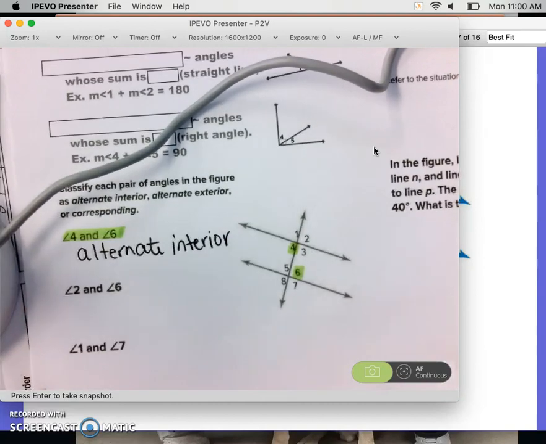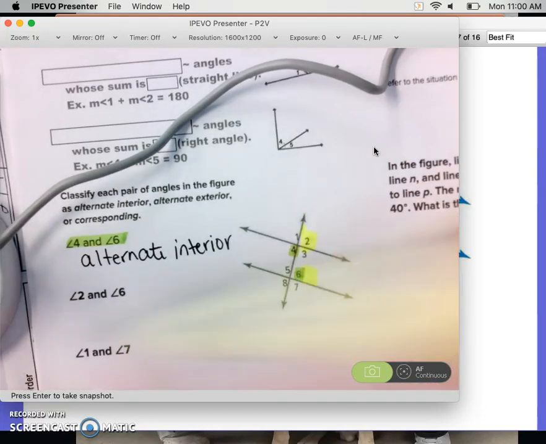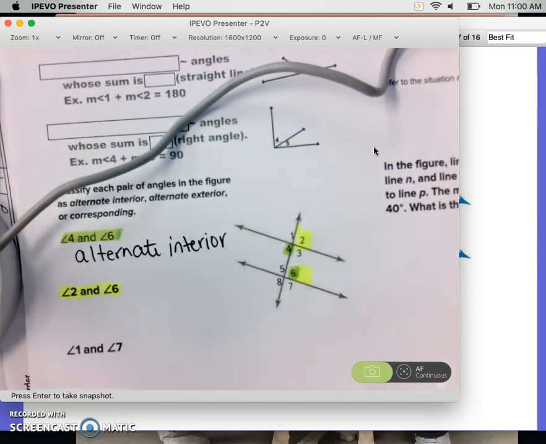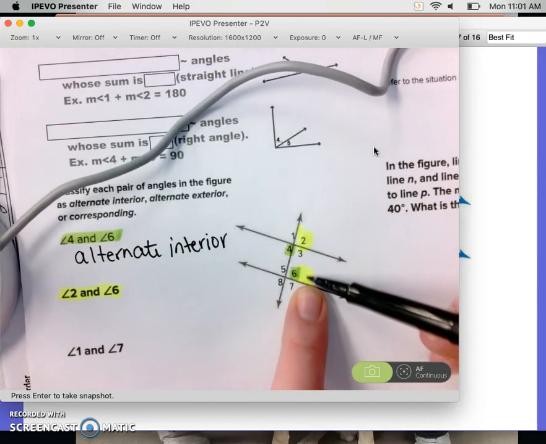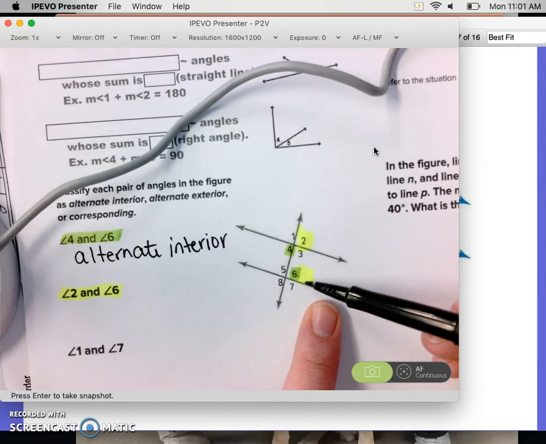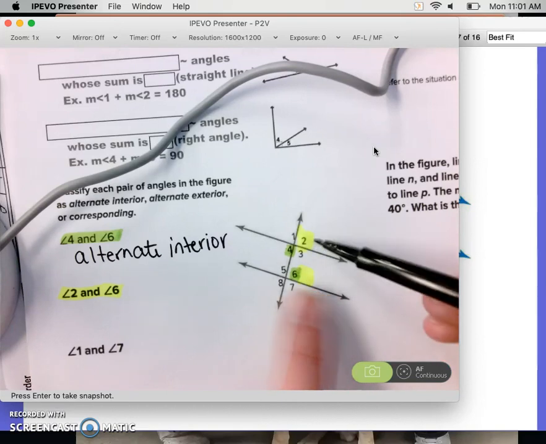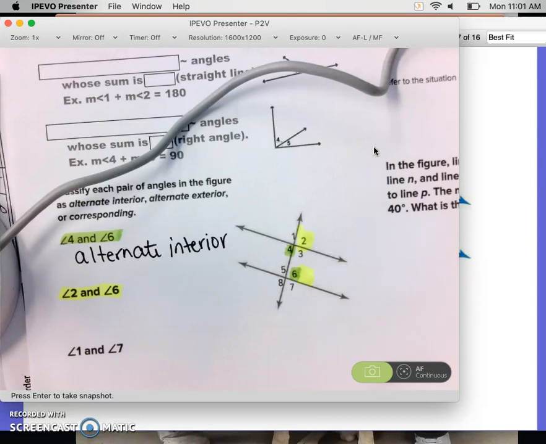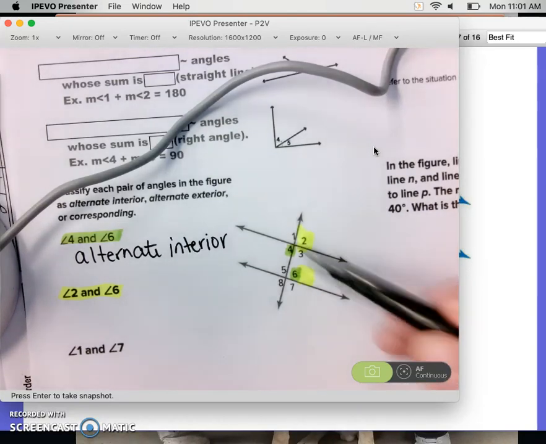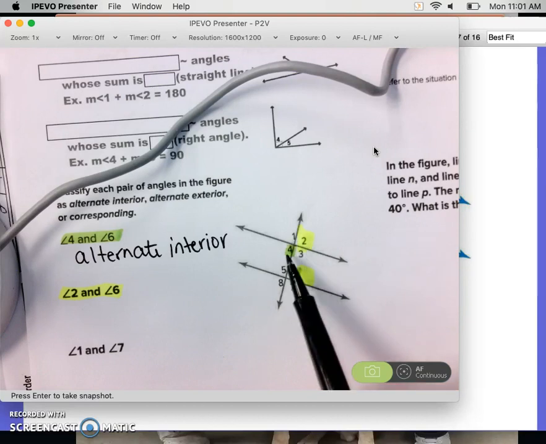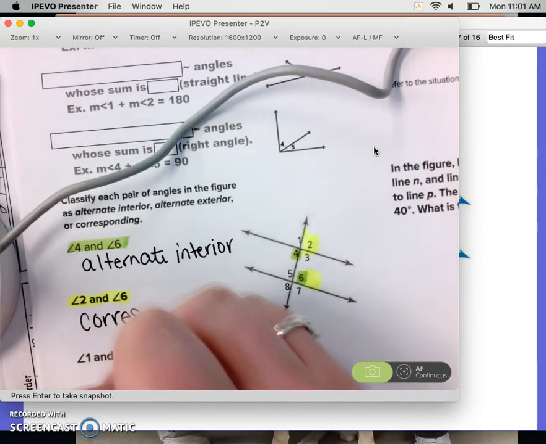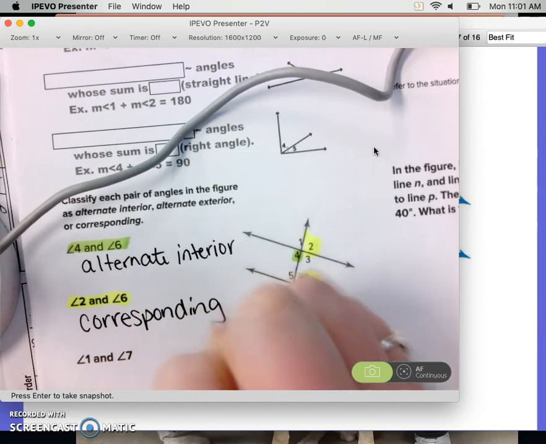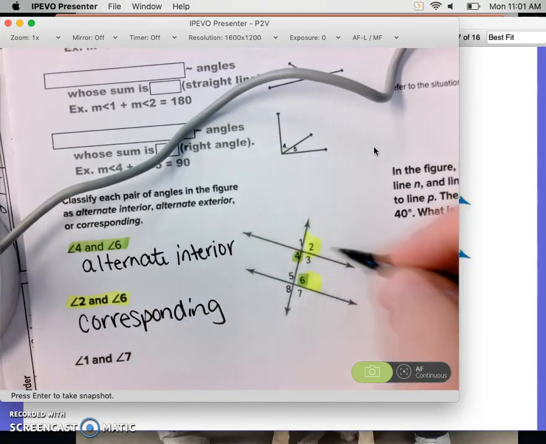Then 2 and 6. So we'll do 2 and then 6. Well, 2 is on the outside of my parallel lines. This one is on the inside. They're on the same side of the transversal, so they're not going to be opposite, right? They're both, if I had these 1, 2, 3, 4, they're both in the top right corner, right? So they're going to be what? Corresponding. Okay? They're both in the top right.